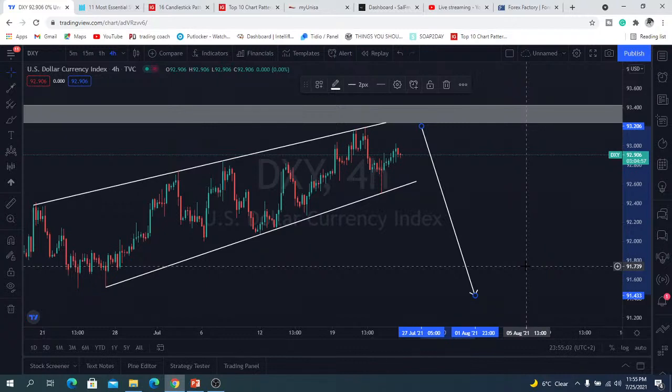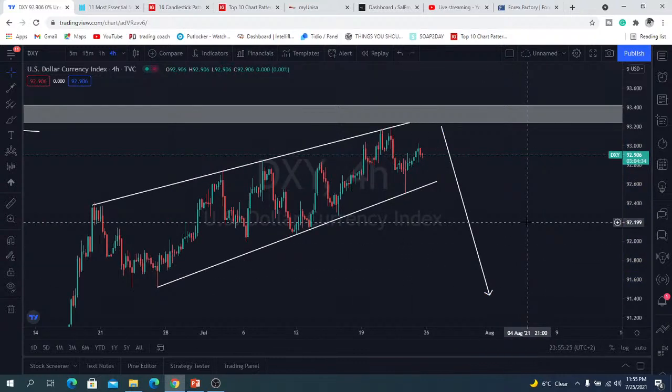Market Slayer, can you please analyze currency pairs? Which currency pair do you want me to analyze? I already did USD CHF. Already did USD JPY. What else? Okay, let's do Nasdaq. I know a lot of people have been waiting for that one.